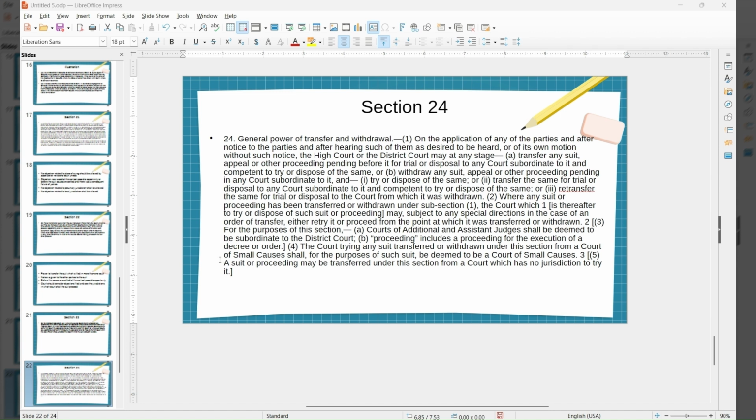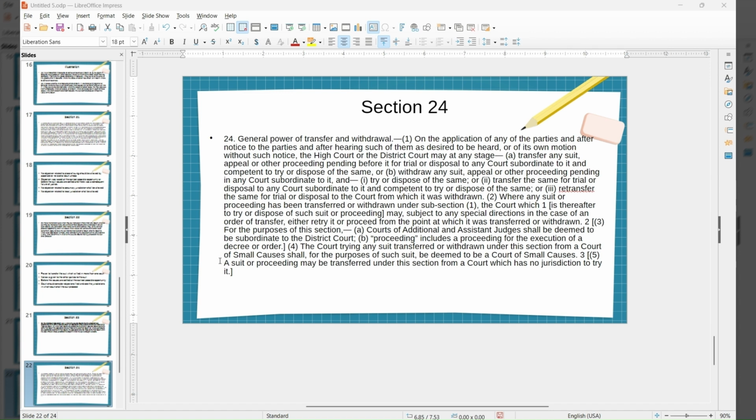What subsection 2 talks about is the effect after transfer or withdrawal. So what happens after the transfer or withdrawal? The court is now going to try or dispose of the case. It may start a fresh retrial, or it may continue from the stage where the case was left in the previous court. So this depends upon the court's discretion.